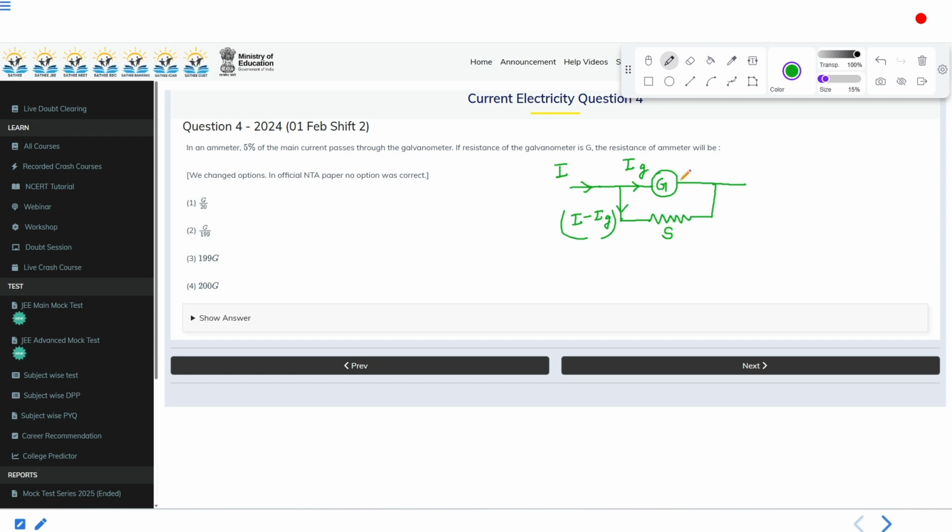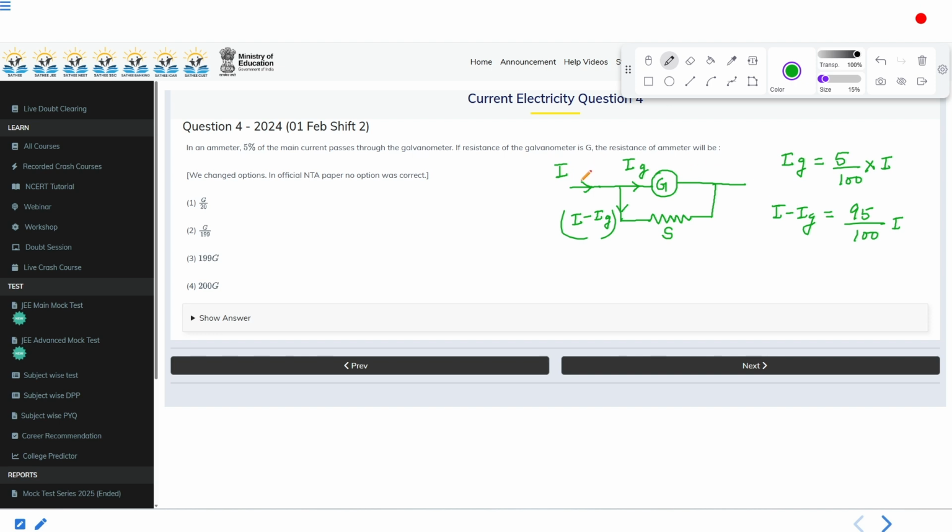Okay, now you can solve it. 5% of the main current is flowing through the galvanometer. That means Ig is equal to 5% of I, meaning 5 by 100 into I, and the remaining current flows through the shunt. That means I minus Ig is 95 by 100 I. Got it? So the current values we have found.